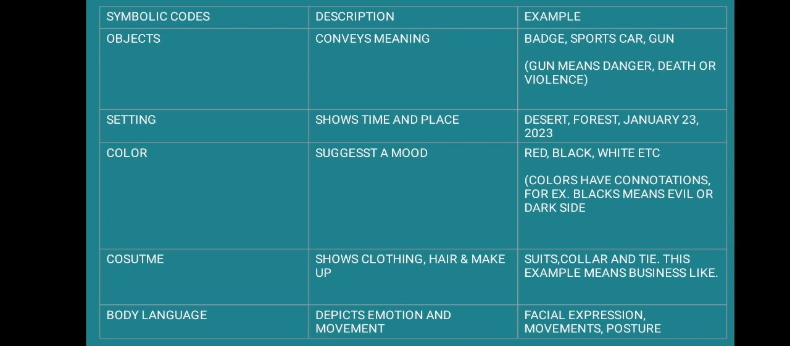Next naman is costume. Okay, wrong spelling yung costume, pagpasensya nyo na. It shows clothing, hair, and makeup. Okay, suits, collar, and tie. This example means is business attire or business-like. For example, naka-formal attire siya for business yung kanyang isuot. Next naman, body language depicts emotions and movement, facial expression, movements, and even the posture. Diba? So this is the symbolic codes.